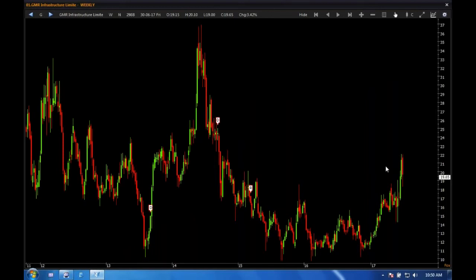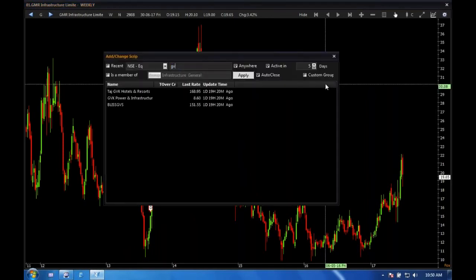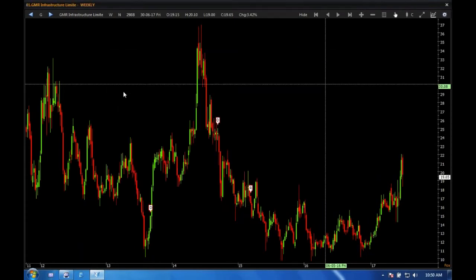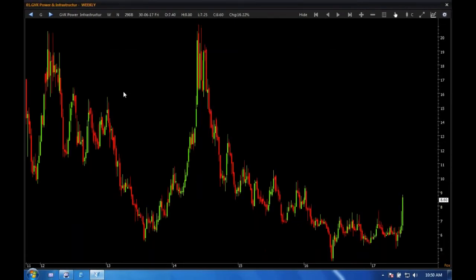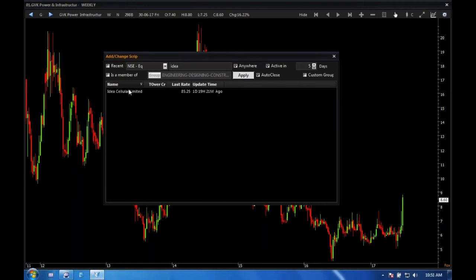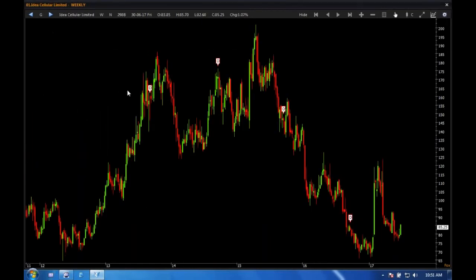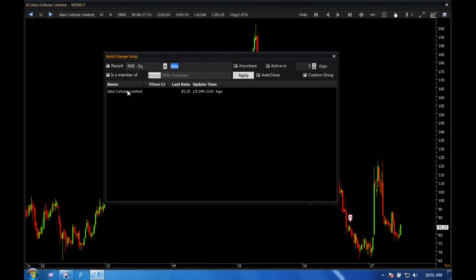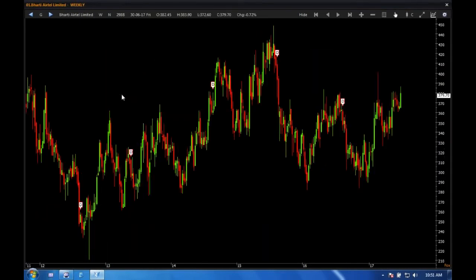But look at this, this is the price history. Let's say you look into GVK. Has it done good? Yes, from almost 5 rupees it has gone to now 9 rupees. But look at the price history of GVK. I'll come to my point. First I'm exposing you to these charts. Let's say Idea. Let's say Bharti Airtel. Now what point am I going to make?